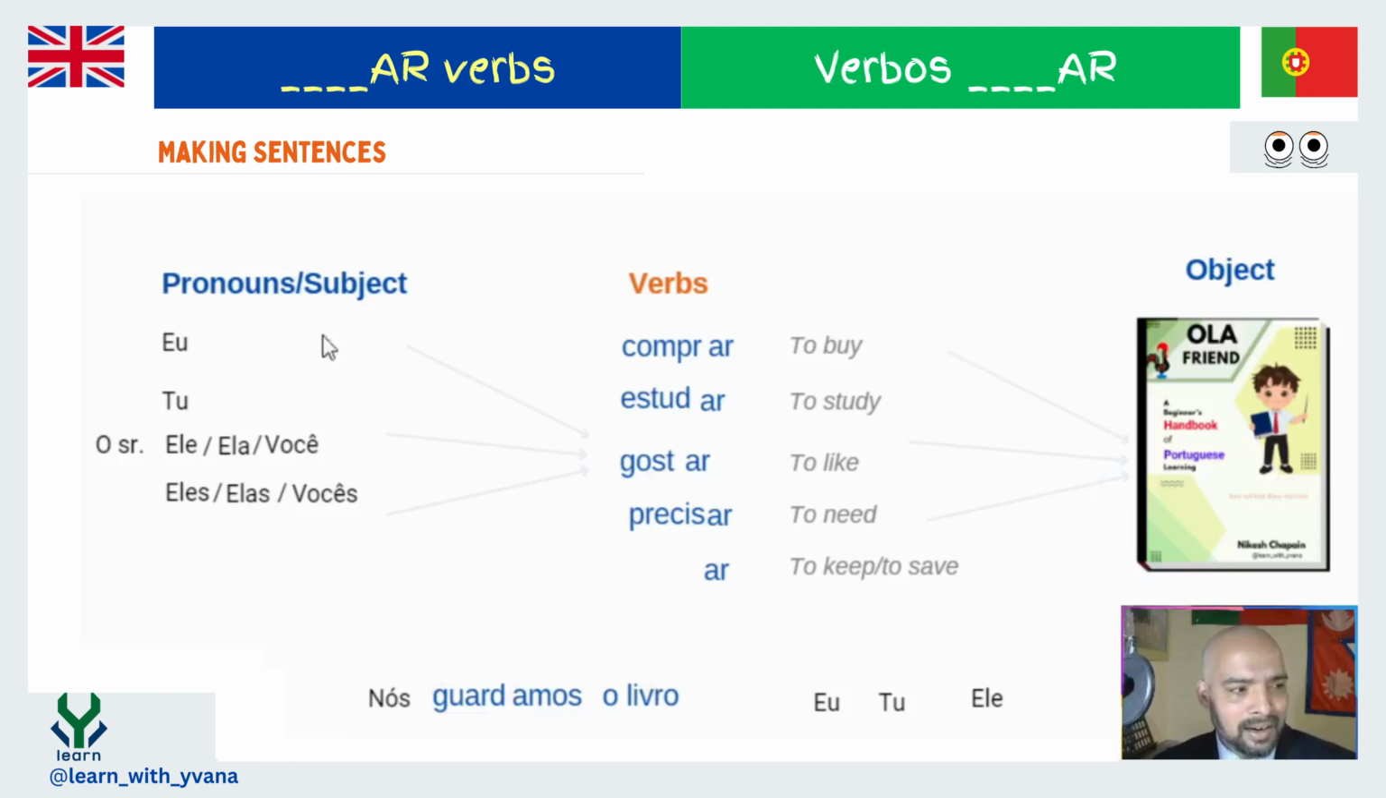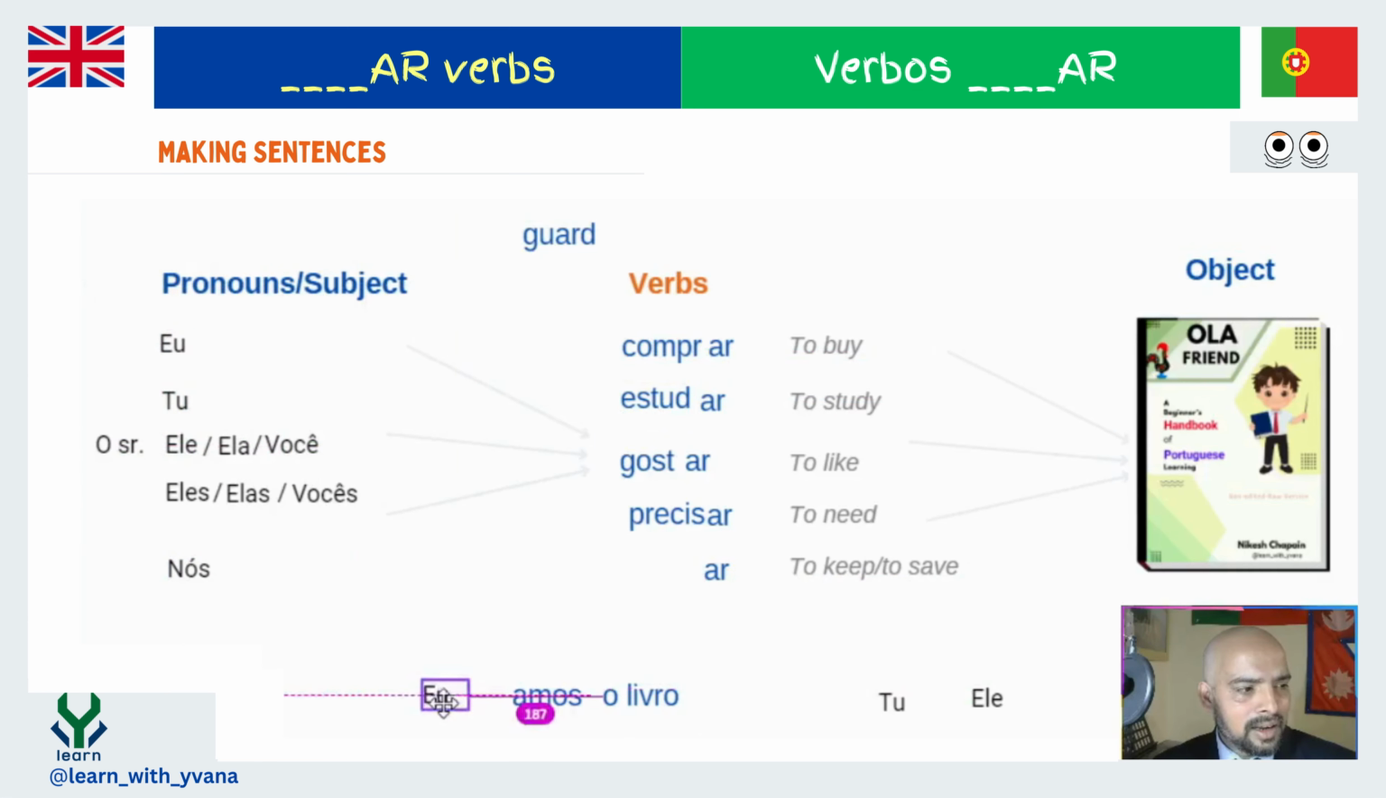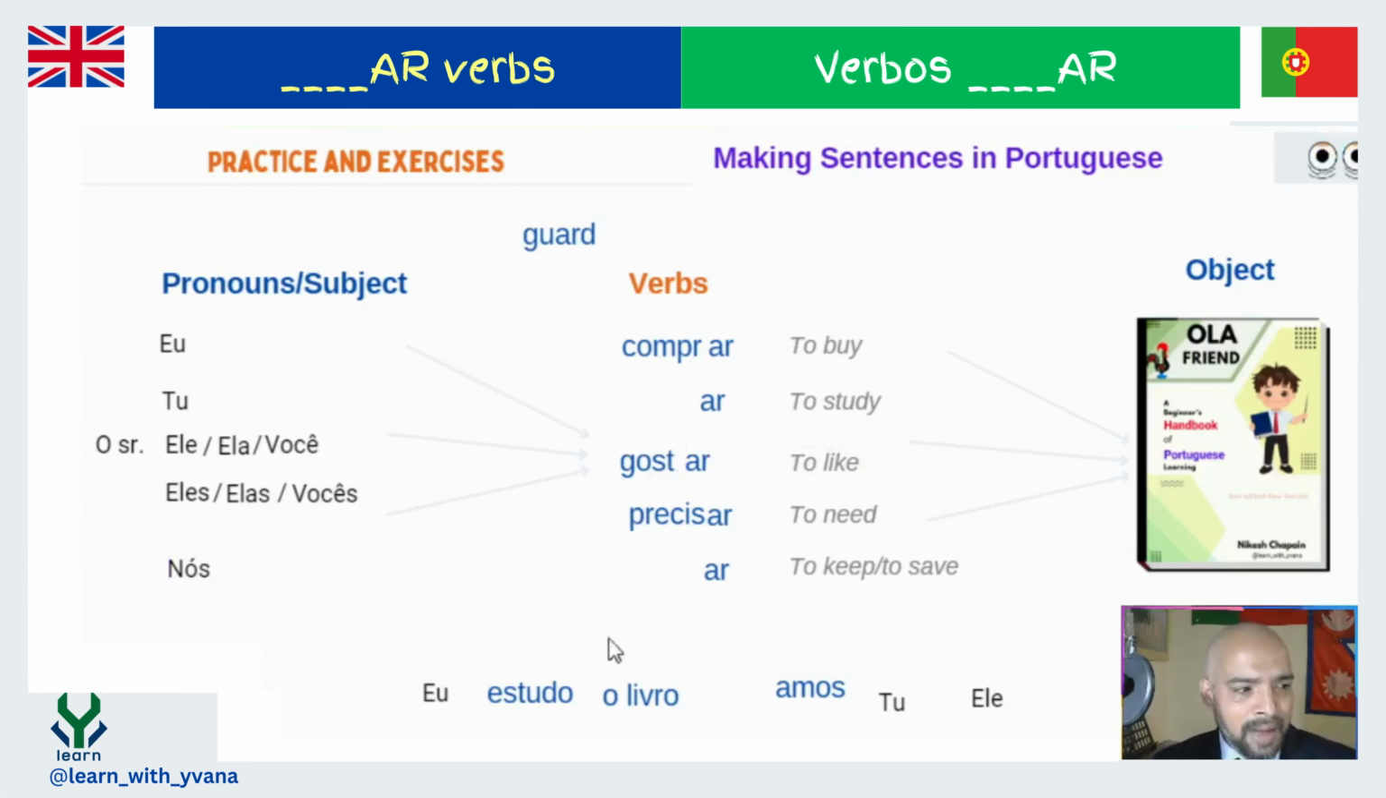If you want to say that I study this book, then just take it out, keep yo here, right? So yo means I, and just put this estudo here and add o. So it is eu estudo o livro. I study the book. And this pattern we use for lots of things, okay?